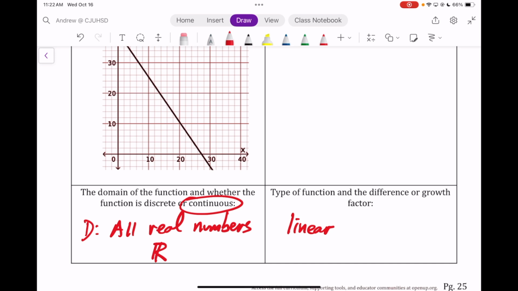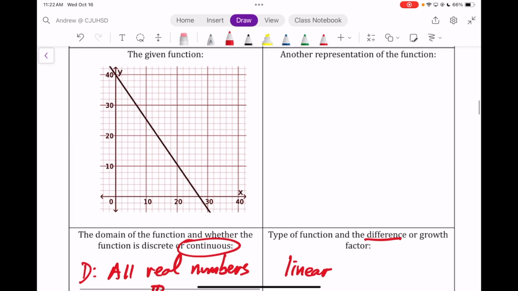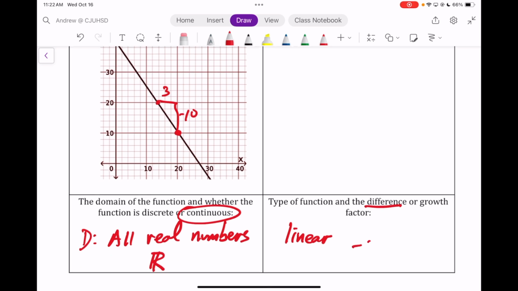Type of function, linear, and it has a slope. It doesn't have a growth factor. So it has a difference. It's kind of hard to estimate the difference here, but if I pick maybe this point and this point, that looks like a rise of 10 and a run of 3. And we're going down, so it's negative 10. So probably around negative 10/3. A little over negative 3.